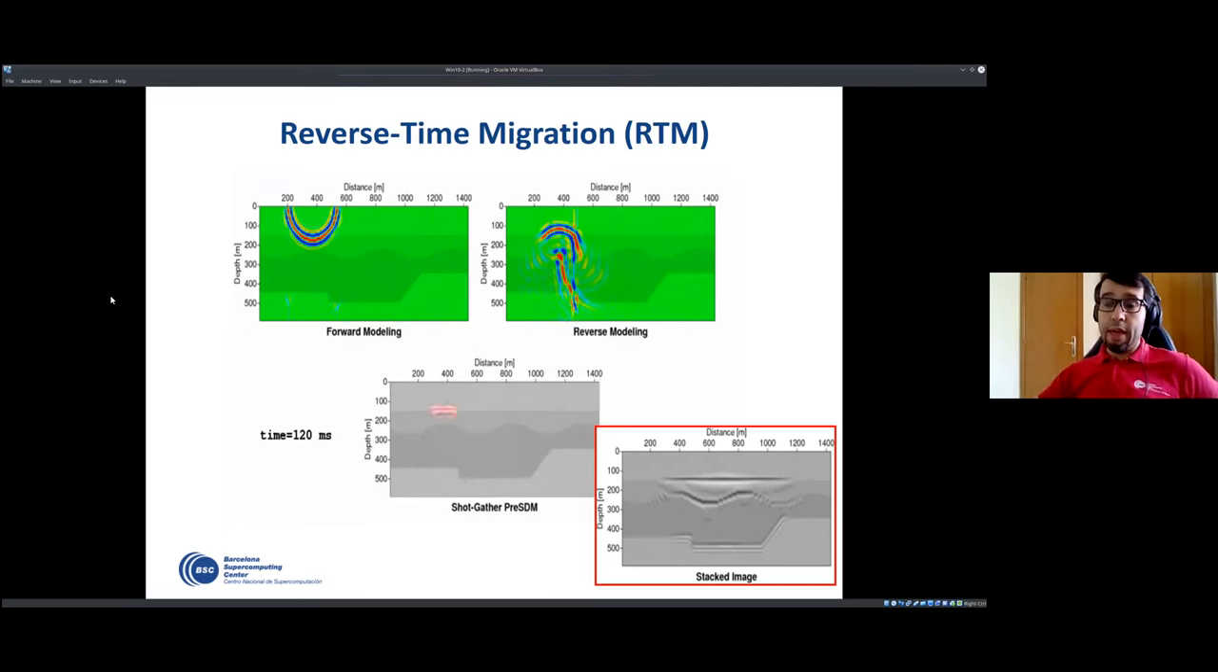Now, the thing is we have a lot of shots, hundreds, thousands, tens of thousands of shots. And if we put them all together, if we sum them, or as we say in geophysics, we stack the data, we obtain a full image of the subsurface. So essentially we are simulating waves in order to produce images, okay? As strange as it might sound for other activities in science or in research.